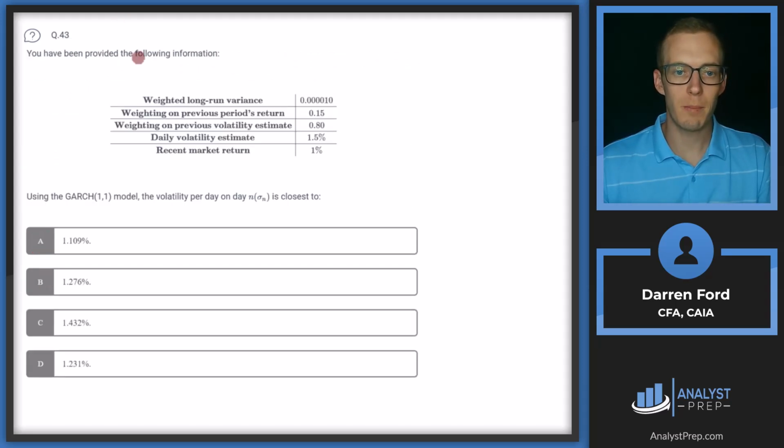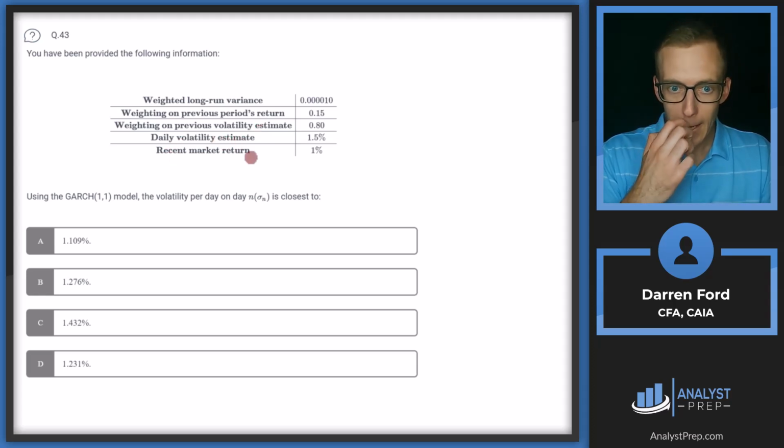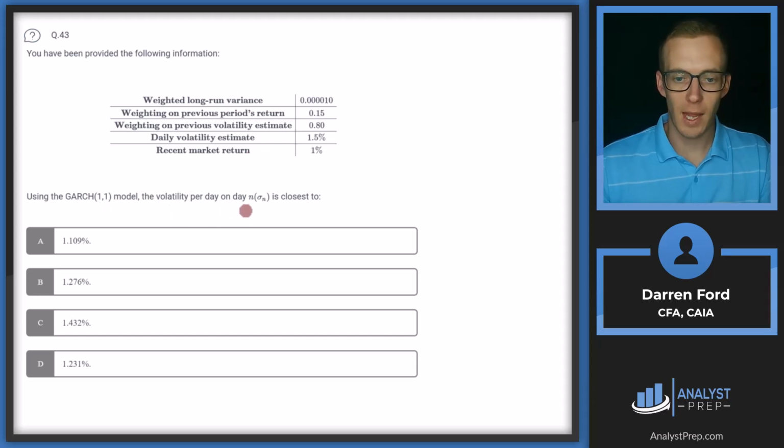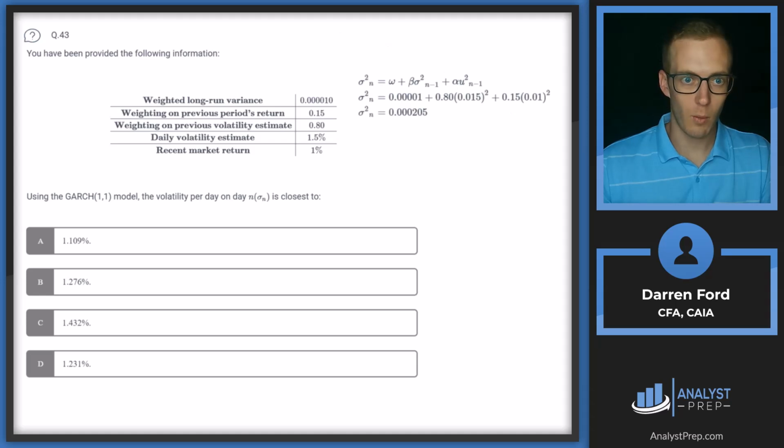Question 43. You've been provided the following information. So we've got weighted long run variance, weighting on previous period's return, weighting on previous volatility estimate, daily volatility estimate, recent market return. And then using the GARCH 1-1 model, the volatility per day on N, standard deviation of N is closest to. So the formula we're going to be using here, we're given all the variables here. So it's a matter of just identifying where we need to plug them in.